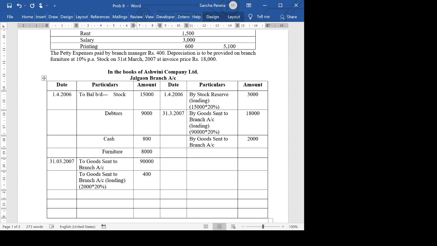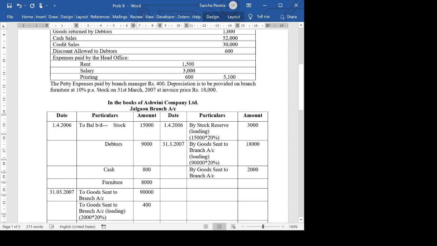So the loading is always on the opposite side. If you check, the actual cost of these goods was 1,600. The actual cost of the goods sent was 90 minus 18, which comes to 72,000. The actual cost of the opening stock was 12,000, but it's shown at 15,000, and that's why we are showing the stock reserve to show it at the correct value.